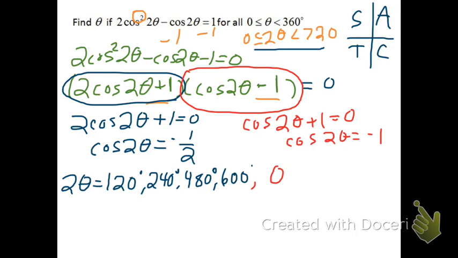Oh wait. Here's my mistake right here. This was a minus 1, and that's a plus 1. So let's fix this. Turn this into a minus. So we'll have a plus 1 over here. So we have the cosine of 2 theta equals plus 1. So now 2 theta could equal 0. Sorry about that. And 2 theta could also equal 360, because that's the angle coterminal with 0.